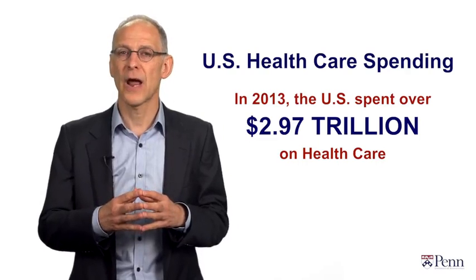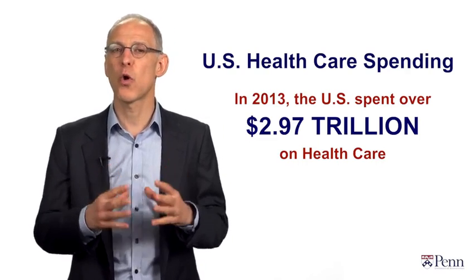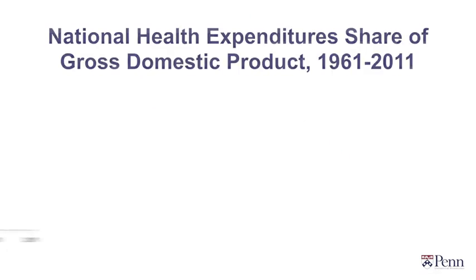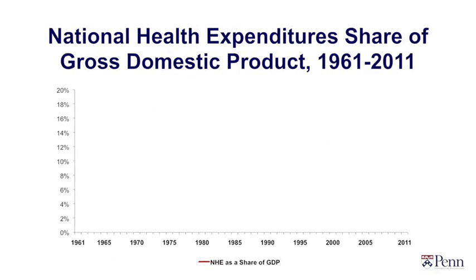An equally important part of the Affordable Care Act is actually controlling healthcare costs. Let's remind ourselves that in 2013, the United States spent over $2.97 trillion on healthcare. That made the American healthcare system the 5th largest economy in the world. It's a huge amount of money. And over time, it's been growing rapidly.